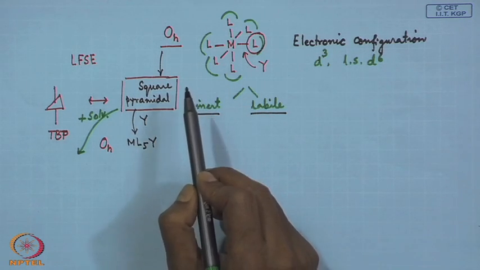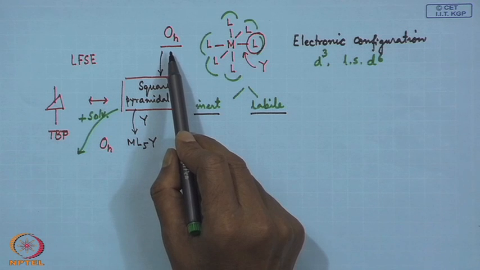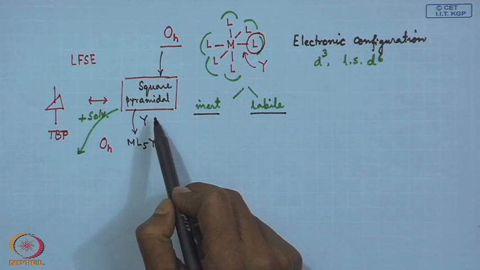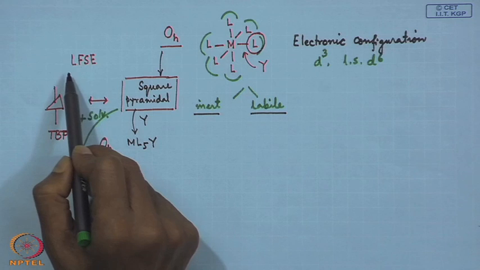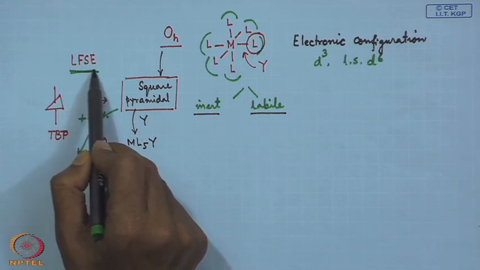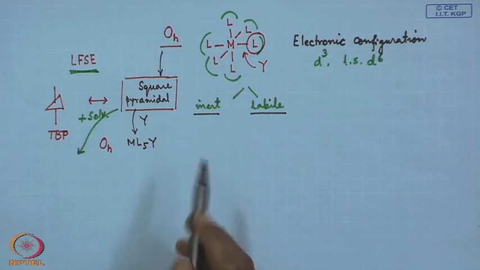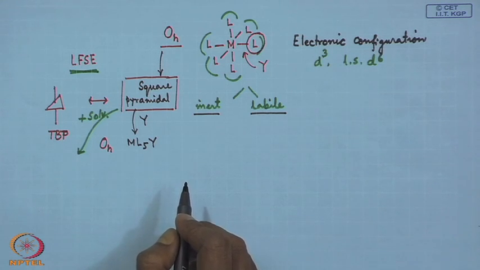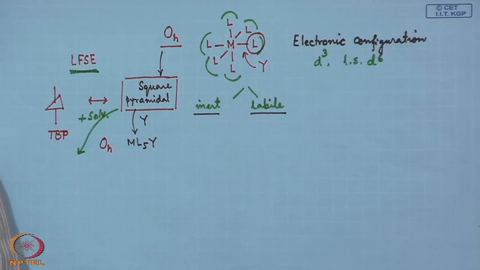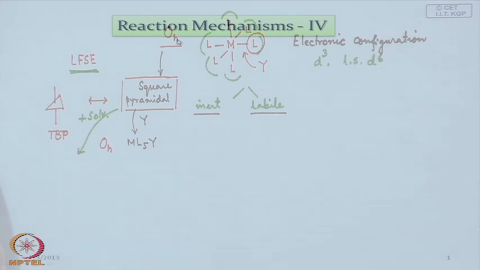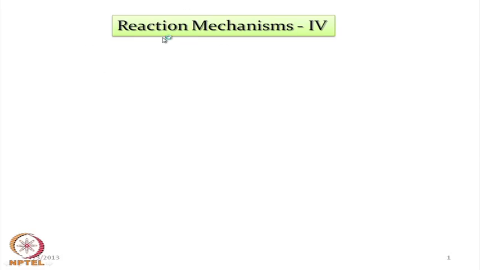So, if we are able to compare the LFSE for octahedral geometry and the LFSE for square pyramidal geometry, then the difference between these two LFSE values will tell us something about the stabilization or the energy of activation for these compounds. So, in this fourth part of the reaction mechanisms, we can have two types of molecules, as we have seen: whether the system is labile or inert, and how the labile molecule goes for the substitution reaction and how the inert molecule can go for that.